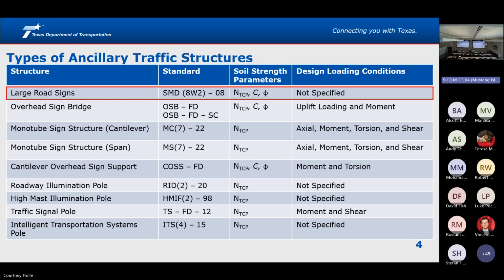So first we'll start with large road signs. We've got this chart split out here with the relevant foundation standard. Now there are other standards that are tied along with it. Each of these standards references some sort of soil strength parameter. Most of them are based on the TCP foundation or TCP in situ test that TxDOT's used for a number of years. We've also listed on here the design loading conditions and things like that.